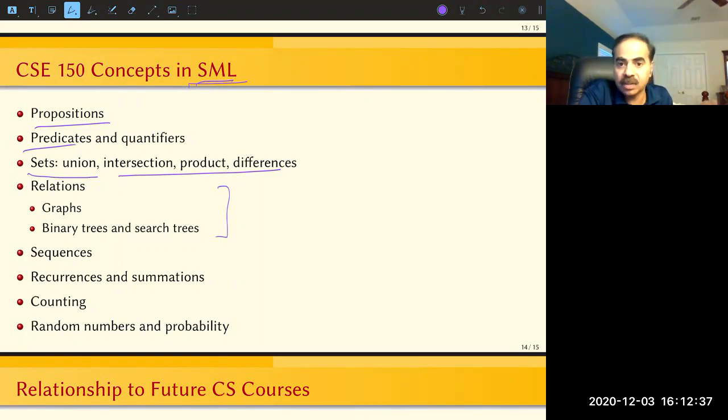So we also looked at relations. How can you express relations as data types in standard ML? How can you look at graphs? How can you do counting problems? How can you write a program to do counting? And probability can also be dealt with using programs in standard ML, but I didn't really introduce that because the way you think about probability is in conjunction with random number generators, right?